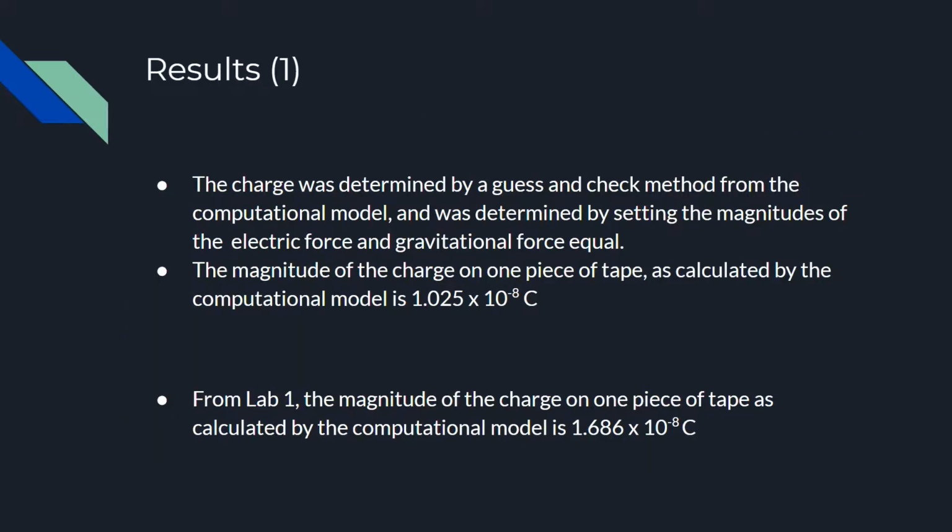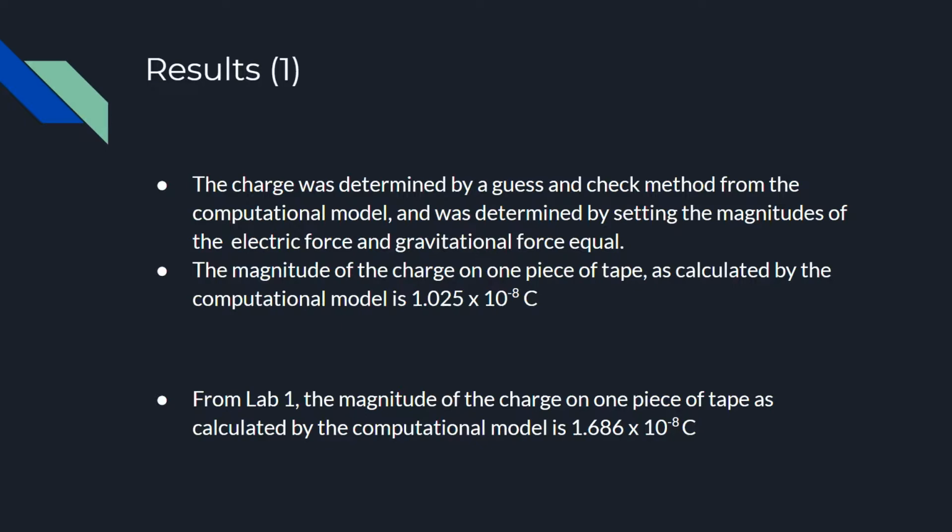The charge of the tapes was determined by a guess and check method from the computational model, and was determined by setting the magnitudes of the electric force and gravitational force equal. The magnitude of the charge on one piece of tape, as calculated by the computational model, is 1.025 times 10 to the negative 8 coulombs.